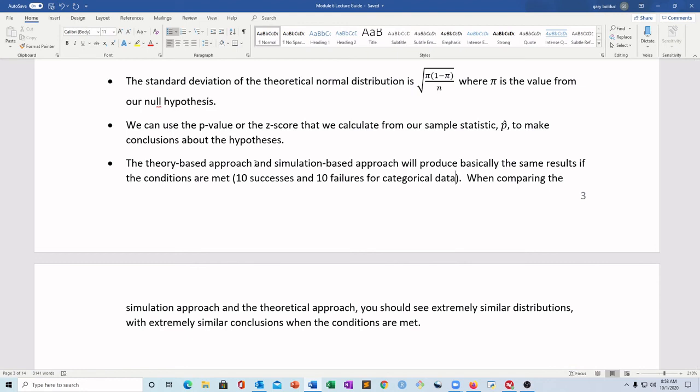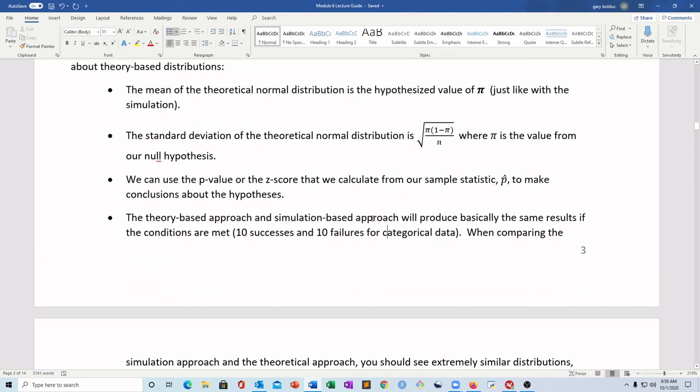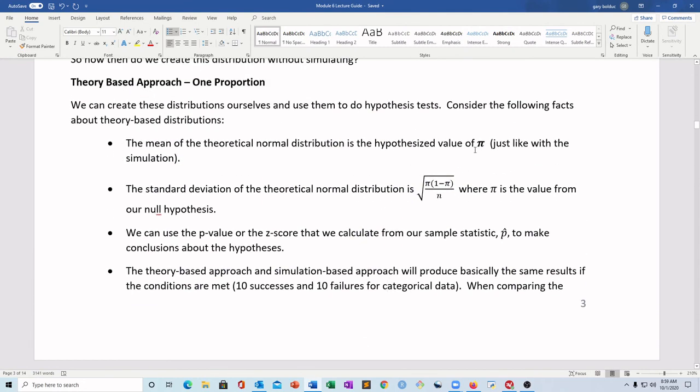So that's it. How do you use the theory-based approach? You check that there's at least 10 successes and 10 failures. As soon as you do that, which is pretty common if you have a large enough sample size, you say, okay, I'm going to draw the picture. Once you've got your null hypothesis, you know the middle. Plug in your null hypothesis value and your sample size. That tells you your standard deviation, or standard error in this case. And then you have your picture. You can do your calculations of the p-value and z-score. You can give me a conclusion.